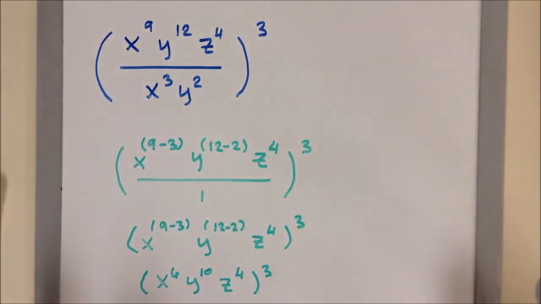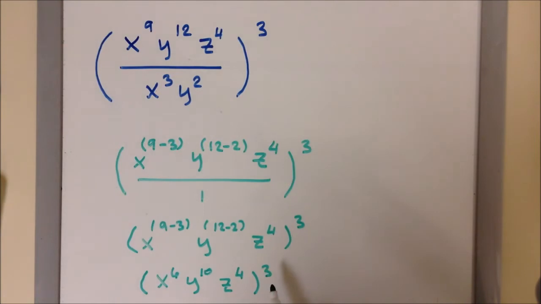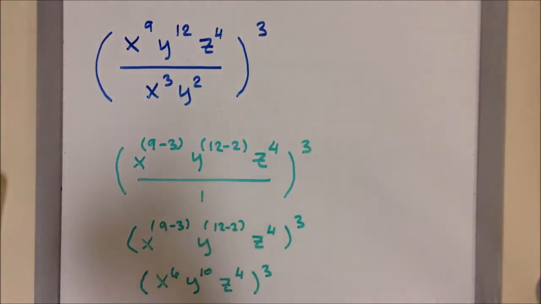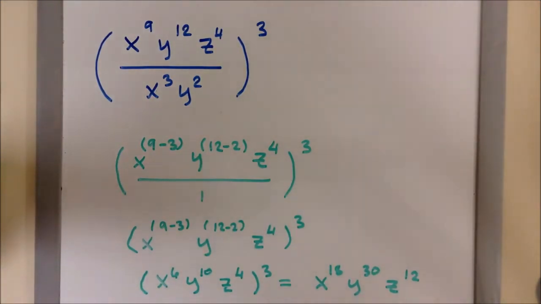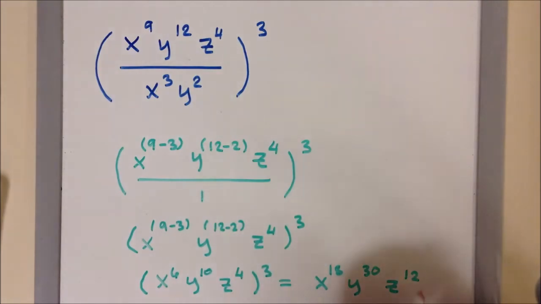So again, just like before, when you have an exponent outside of parentheses, just multiply it to all the exponents. So for the x, 6 times 3 is 18. For my y, 10 times 3, 30. And then z, 4 times 3 is 12. And that's it. That's all you have to do. And this will box our final answer.